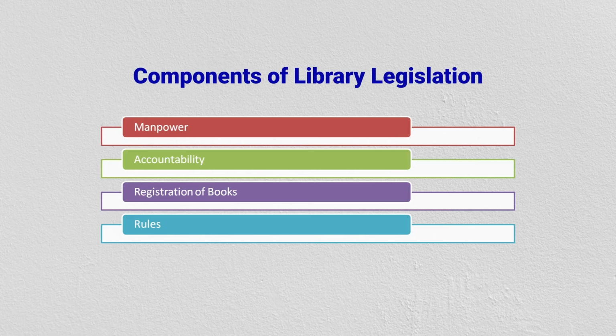Finally, the last component is the rules. Rules should be made by the state library authority for all the sections and for smooth functioning, administration and control of the offices and the staff. So, rules is the final component of the library legislation, which gives a clear structure, a clear framework of how the public libraries will work under the state provision.